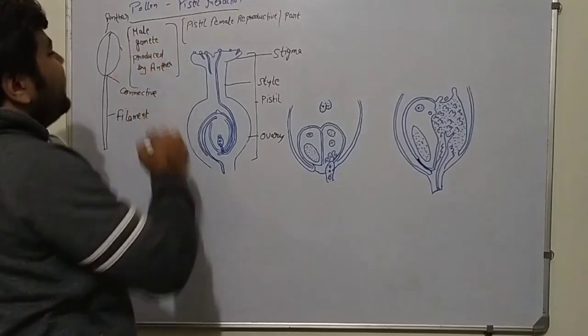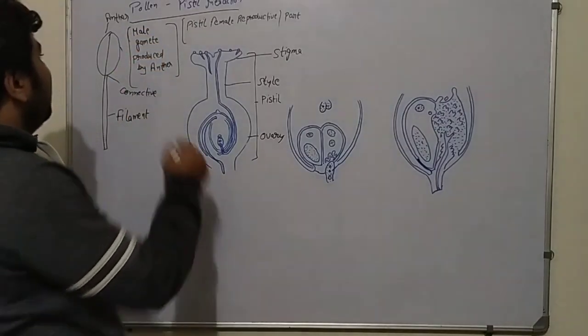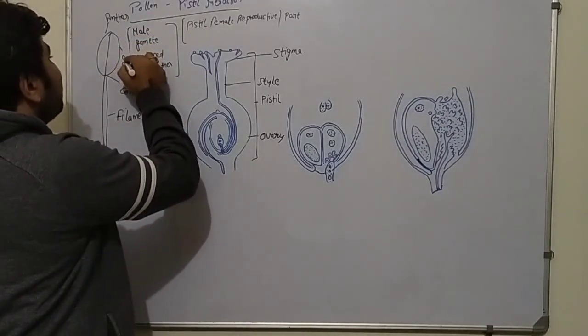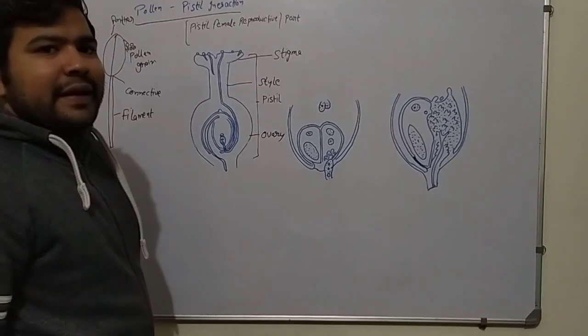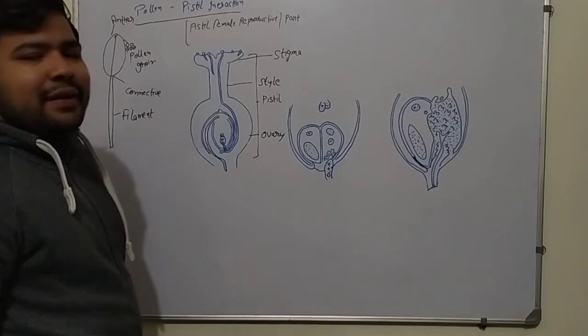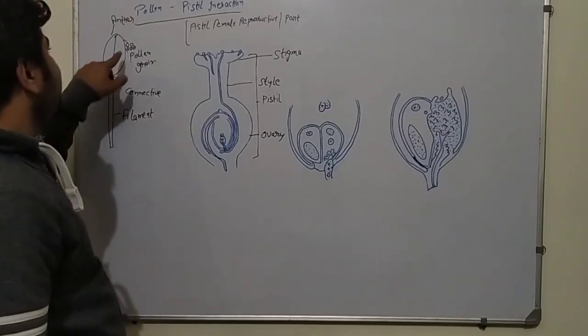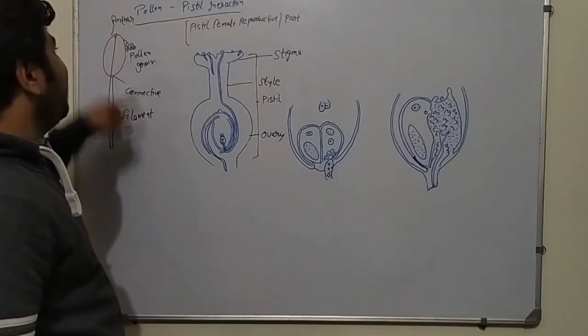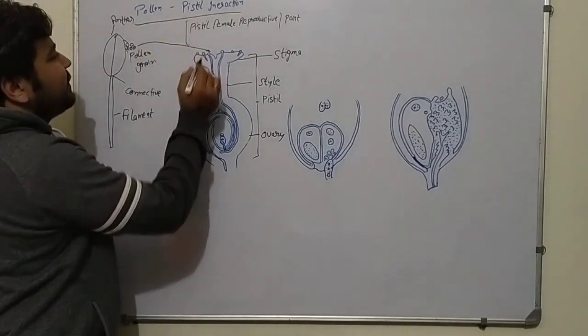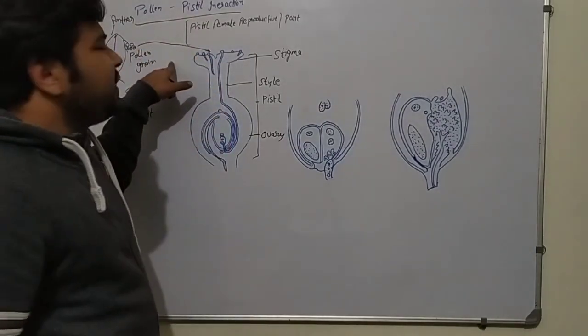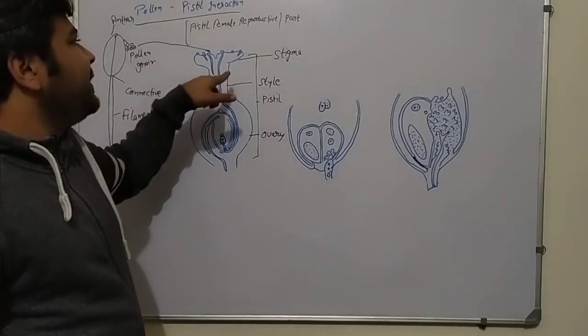When the anther reaches a maturity level, it produces pollen grain. These are the pollen grains. These are the pollen produced by the anther, and these are transferred from the anther to the stigma region. The numerous pollen grains are transferred to the stigma region.